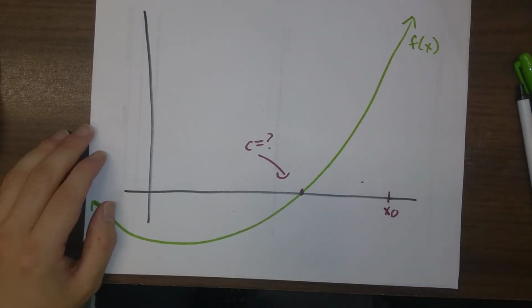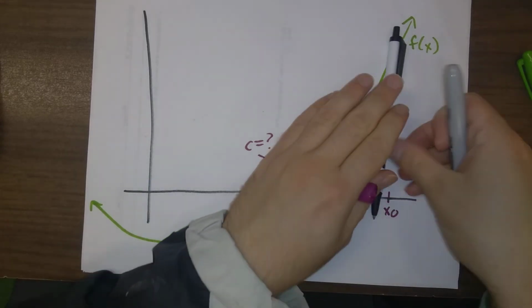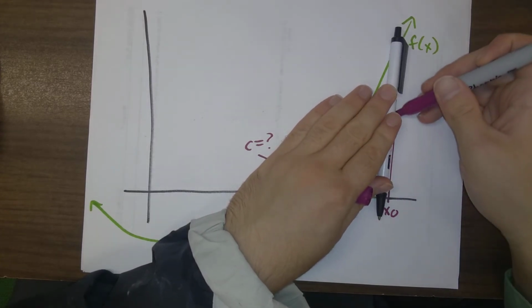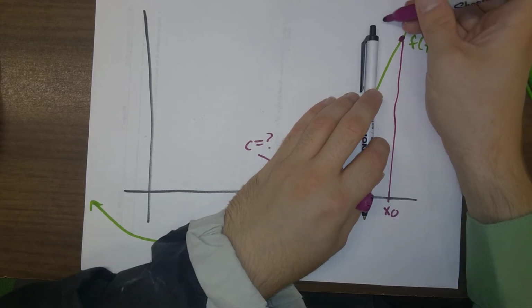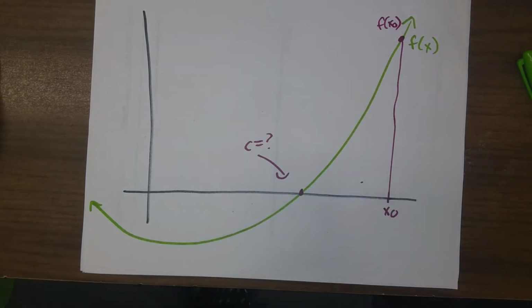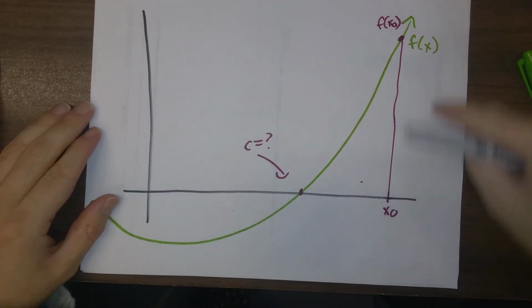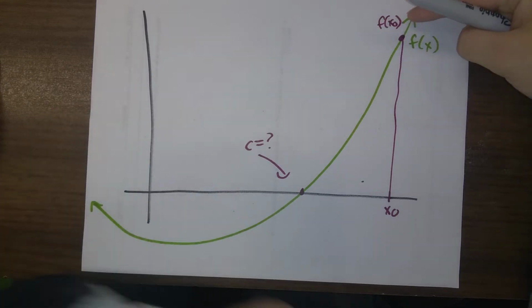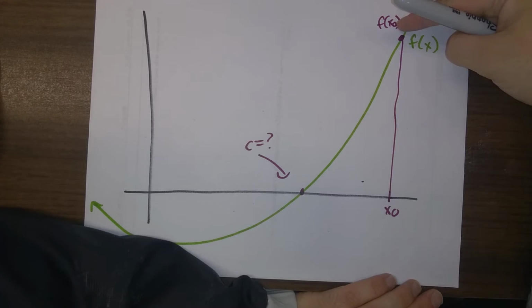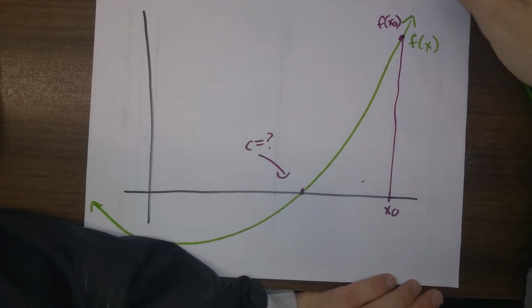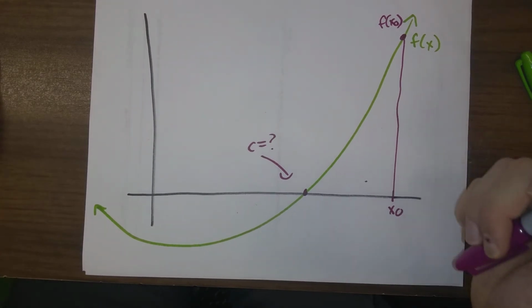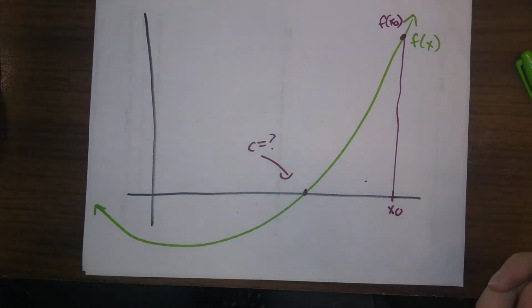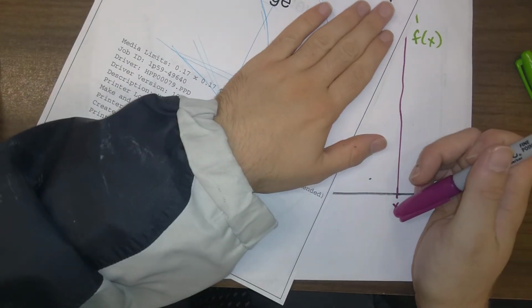With our initial guess x naught, we draw a line up, so we get f of x naught. Then, using our point x naught and f of x naught and information about our function f, we compute the derivative of f at x naught. Why do we do that? We're going to use that information to compute a tangent line approximation. So let me go ahead and do that. We're going to compute our tangent line to our function here.